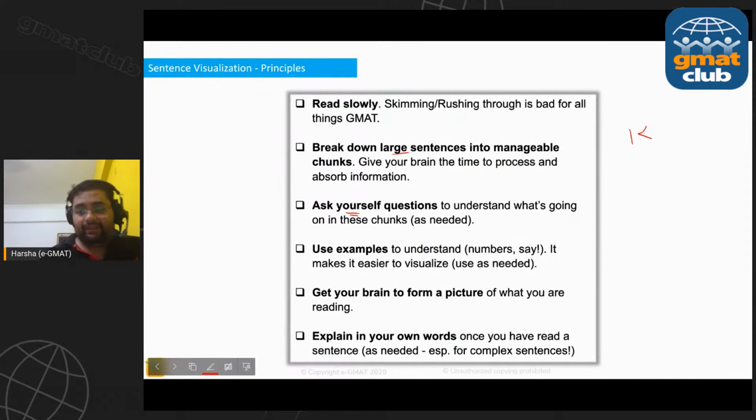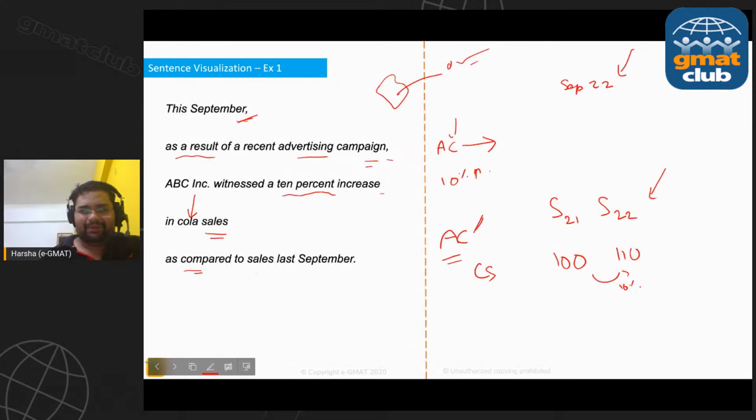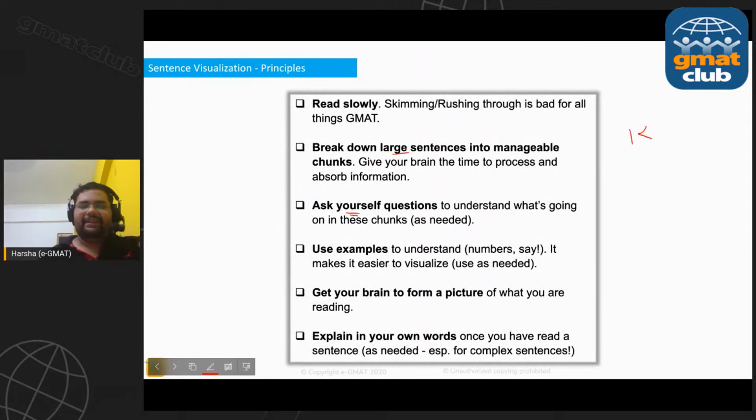At the end of the day, especially for complex sentences, maybe not this one, but a more complex one, try and see if you're able to explain it in your own words. That's how you build the muscle of visualization. So far so good. Everything coming together.